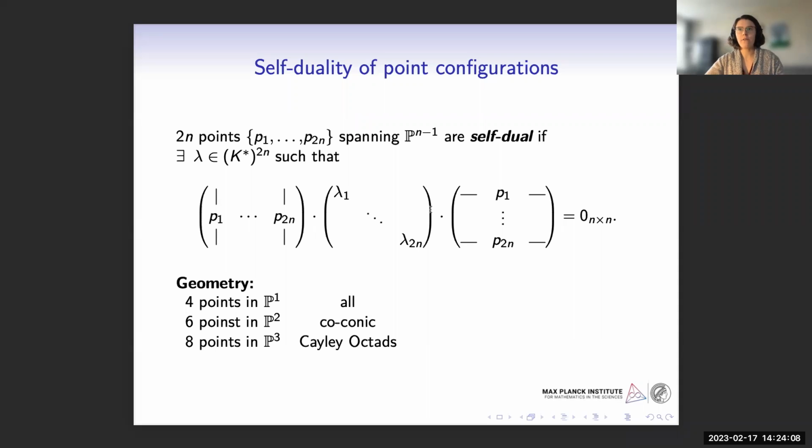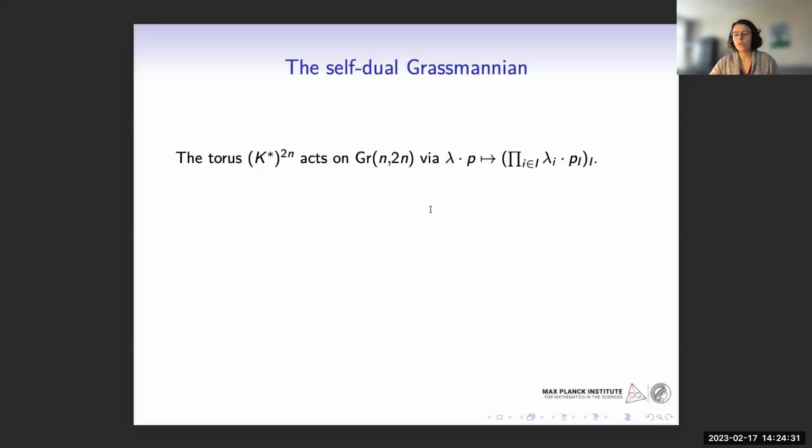Okay, so we have self-dual point configurations. We know what they are. We want to work with them a bit more. So we want to have some kind of parameter space that parameterizes our self-dual point configurations. And a setting that is very well suited for this is the Grassmannian. Okay, so we want to define the so-called self-dual Grassmannian.